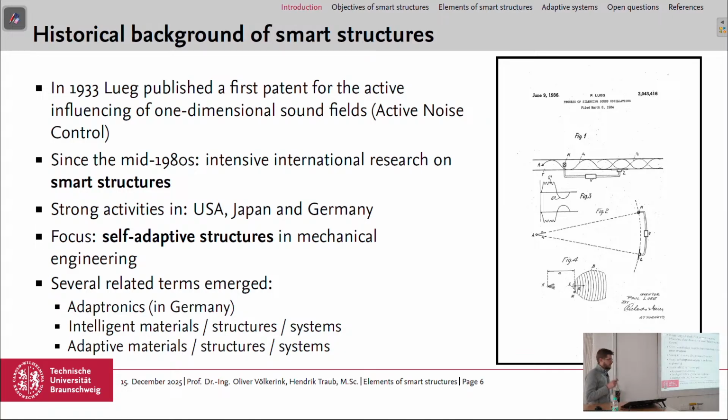So several related terms emerged as mentioned. In Germany, we say adaptronics. We also use smart structures, but adaptronics or Adaptronik is the German word. And we also have intelligent materials, intelligent structures, or intelligent systems, as well as adaptive materials, structures, or systems. And they are more or less used interchangeably, like synonyms.